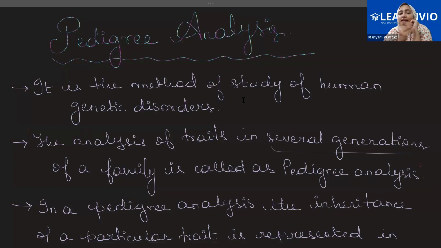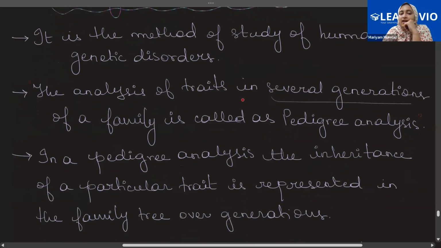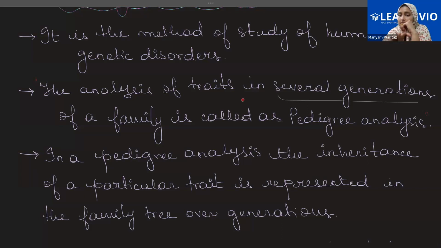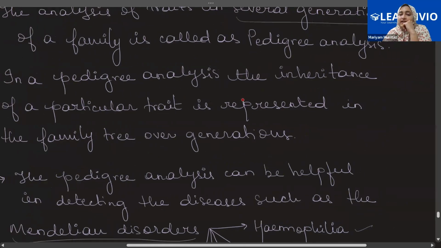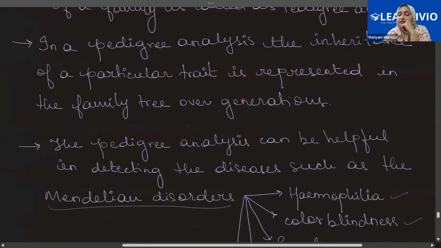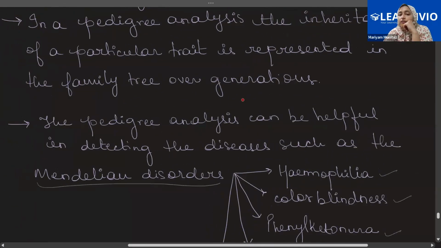Chromosomal disorder or any genetic disorder, how does it get passed on from one person to another? So that tracing is done by pedigree analysis. In this analysis, just like how in younger classes we used to draw a family tree, same way here, this is a tree only, but of diseases. Now, in a pedigree analysis, the inheritance of a particular trait is represented in the family tree over generations.